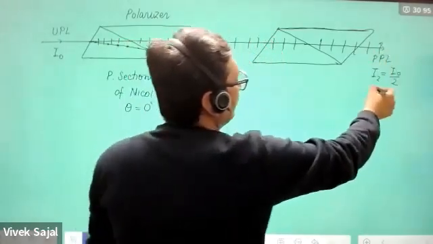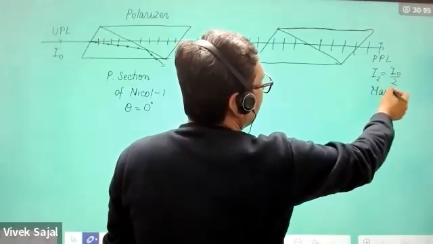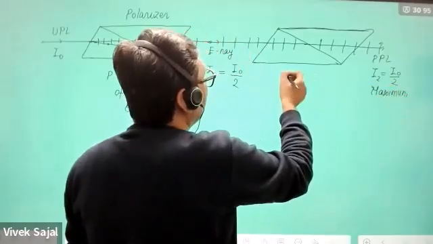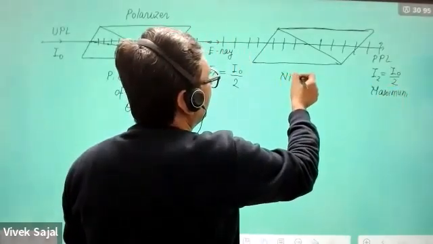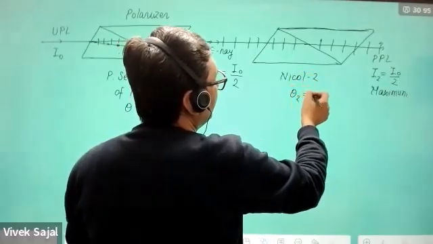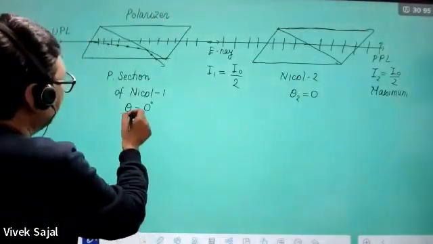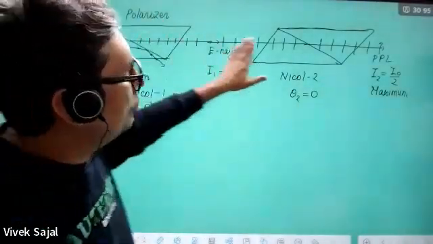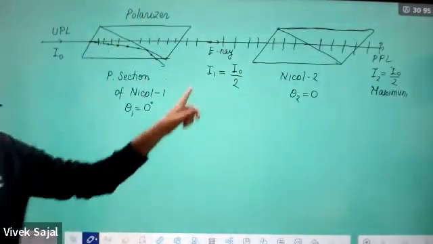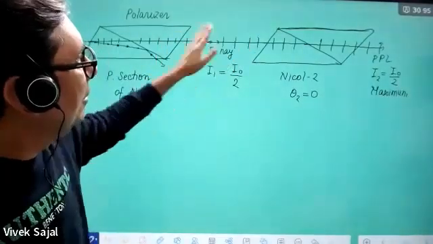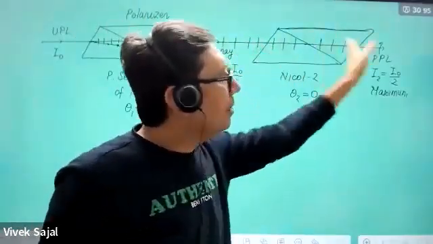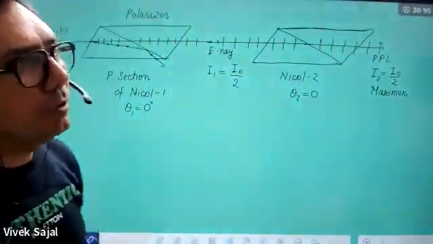So this will be the maximum intensity. And here this is Nicol 2. Theta 2 is also 0. So basically both the principal sections are parallel to each other. So whatever plane polarized light has emerged here, its electric vector will also remain parallel to the principal section and it will come out of this second Nicol as plane polarized light.